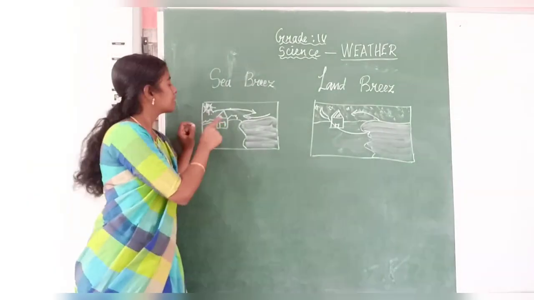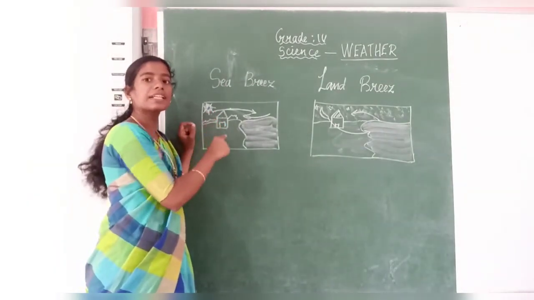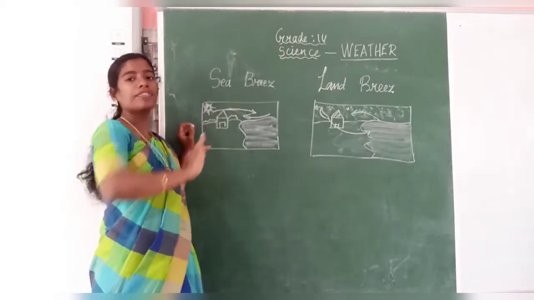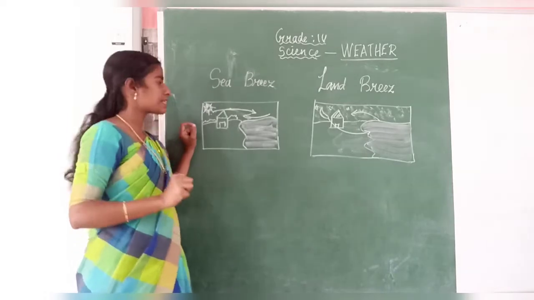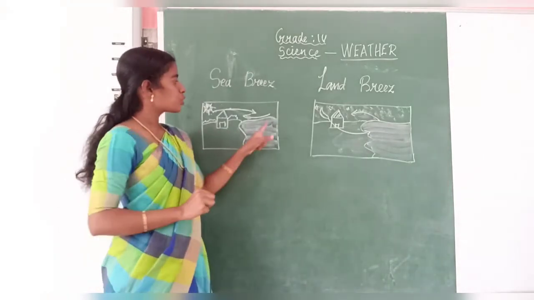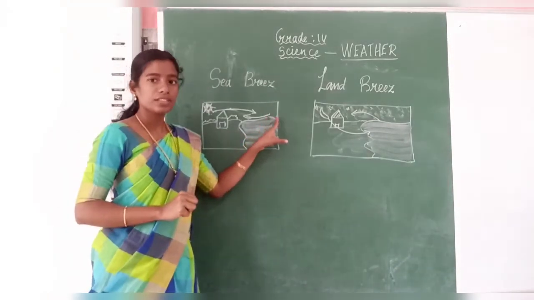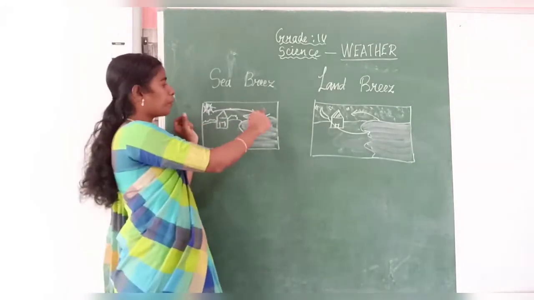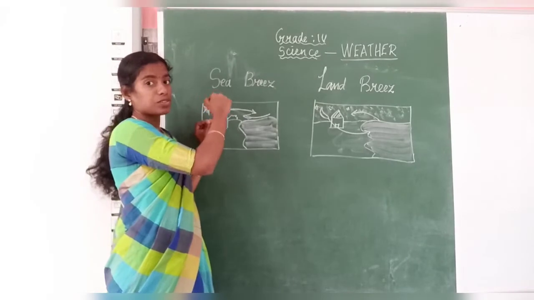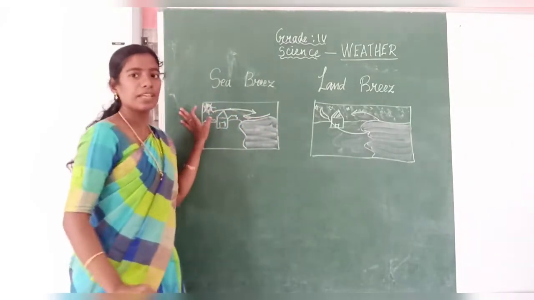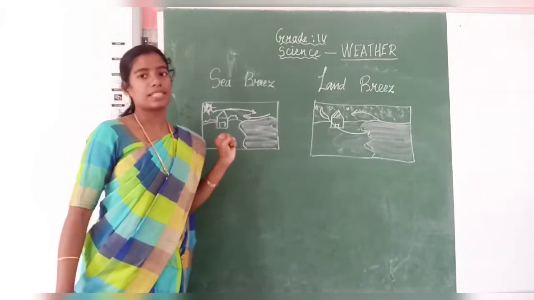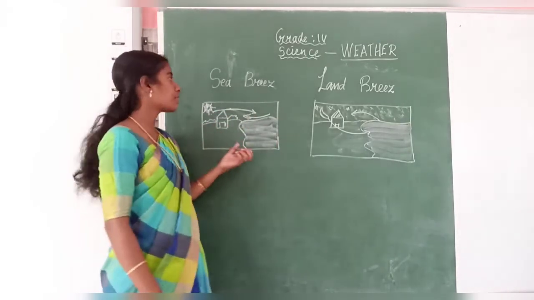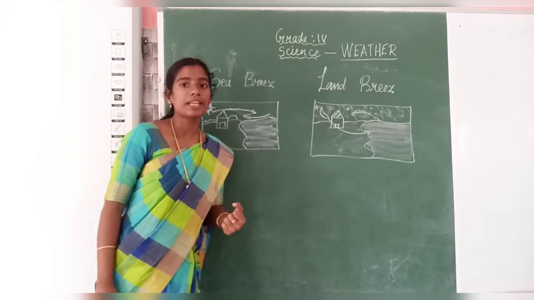Once again, air from the atmosphere is affected by the sun rays and it is taken off, and some empty spaces form. So from the sea, this cool air will occupy this space. From the sea, cool air is coming to occupy the space in the land. So it is called sea breeze.